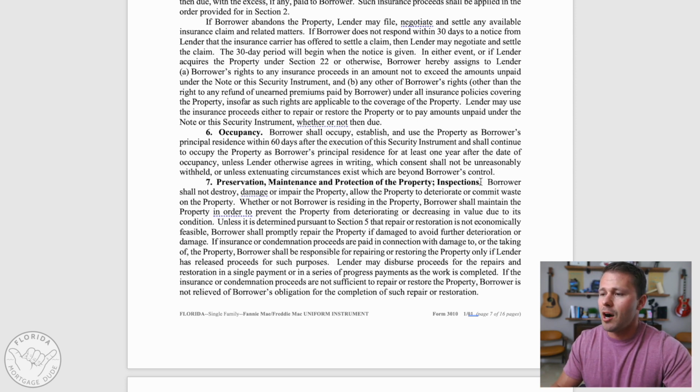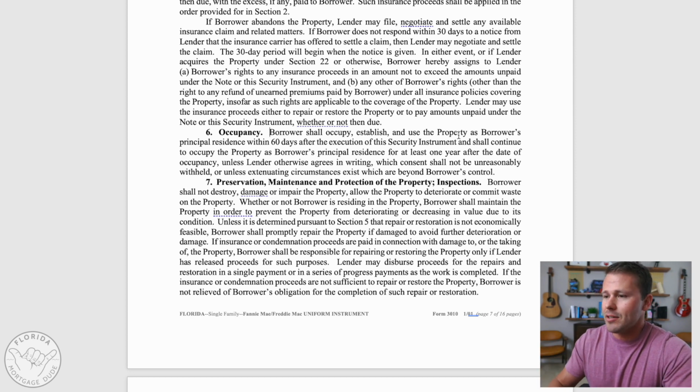It says borrower shall occupy, establish, and use the property as borrower's principal residence within 60 days after execution of this security instrument, and shall continue to occupy the property as the borrower's principal residence for at least 1 year after the date of occupancy. So essentially what this is saying is that if you buy a house as a primary residence with a mortgage, you must occupy that property within 60 days, and you must occupy that property as a primary residence 12 months after the loan date, the original consummation.